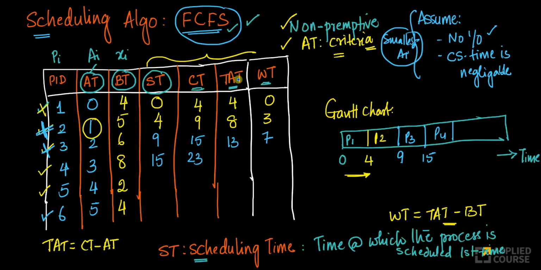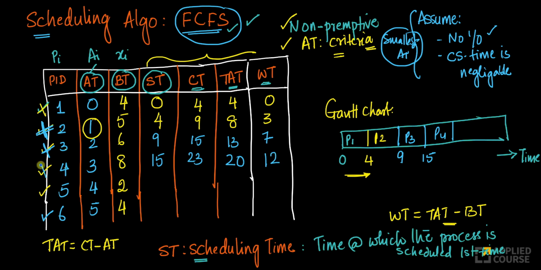What is the turnaround time? Completion time minus arrival time. So what is the turnaround time now? 23 is when it completed. So 23 minus arrival time 3 is 20. So 20 is its turnaround time. What is its wait time? Wait time is turnaround time minus burst time. So its wait time is 12. Very simple here, right?